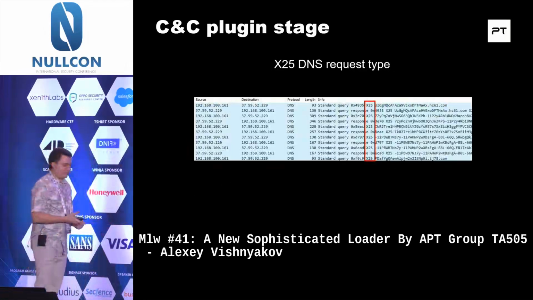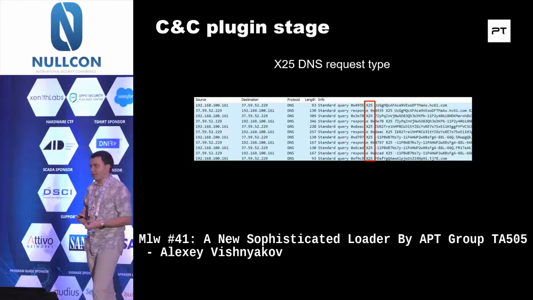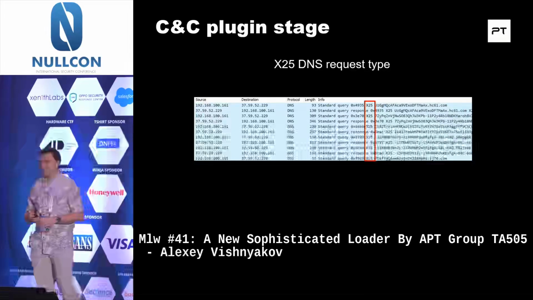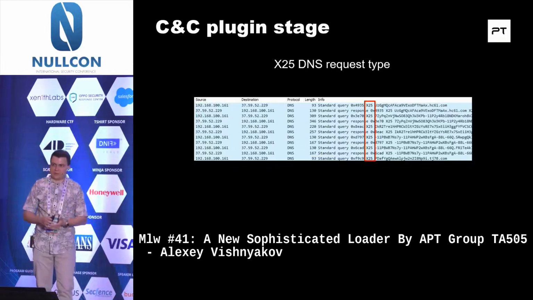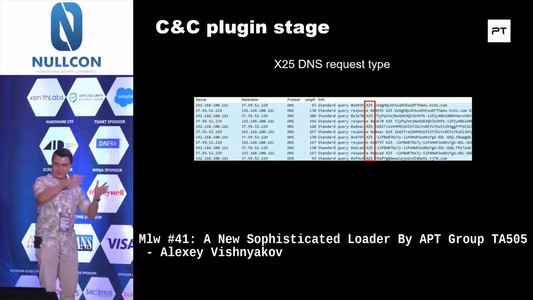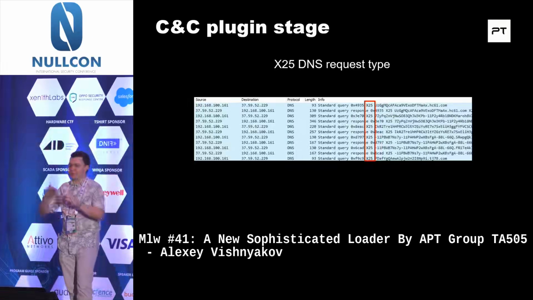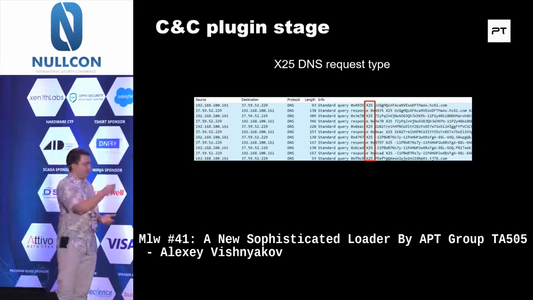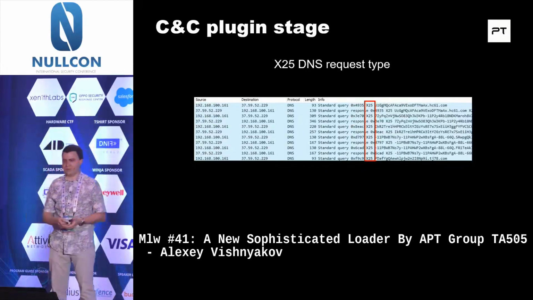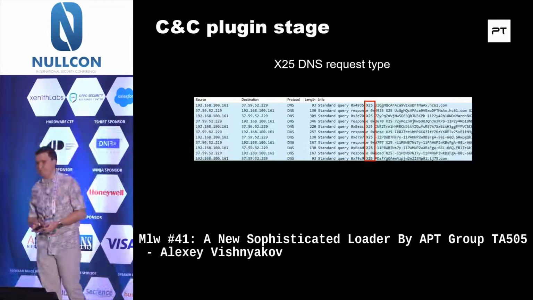So now we are ready to look at an example. Here is the opened traffic dump in Wireshark. Now we see how it looks finally. It's a sequence of requests under the DNS high-level protocol. But an interesting feature is that the type of communication is X25. Actually, does anybody use or does anybody know about this type of request?